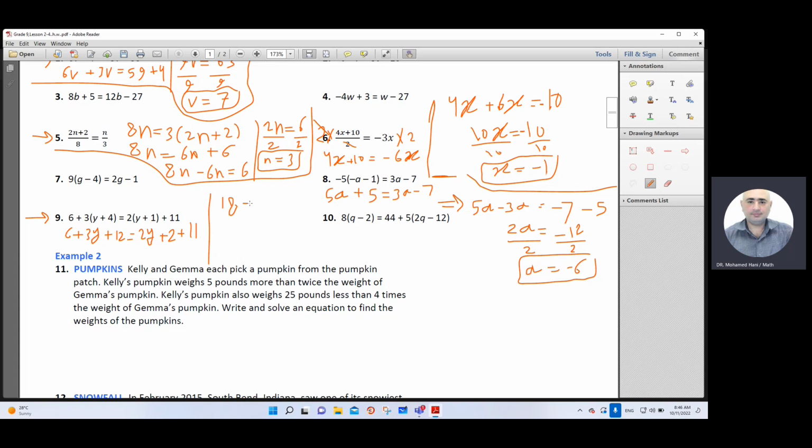plus 3y equals, and here add the like terms. 2 plus 11 will be 13 plus 2y. Then take the variable to the variable and the constant to the constant. So here we have 3y, and here will be negative 2y equals, here we have 13, and take 18 to the second side will be negative 18. So 3y minus 2y will be y equals 13 minus 18 will be minus 5.